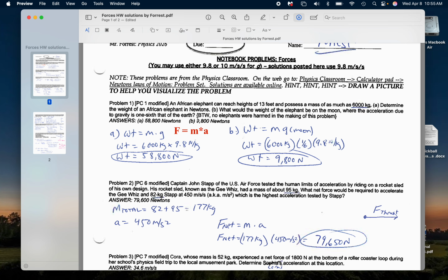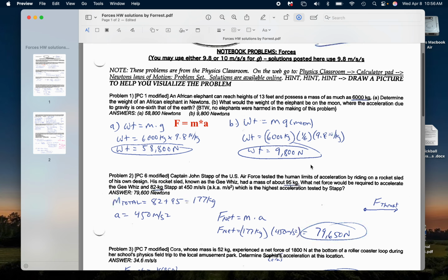On the moon, remember, mass is the same for an object. It's the amount of stuff or matter in an object. So it's not like the elephant loses its leg or trunk or something like that. So it's the same amount of mass, but gravity is only 1/6 as strong. So I simply take the 9.8 newtons per kilogram and multiply it by 1/6. And that gets me 9,800 newtons.